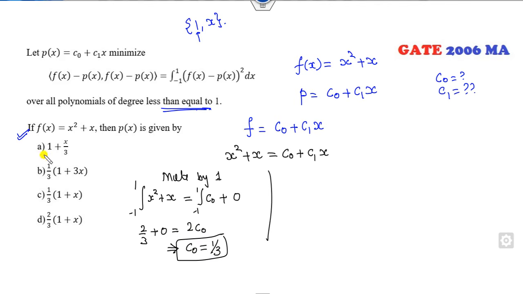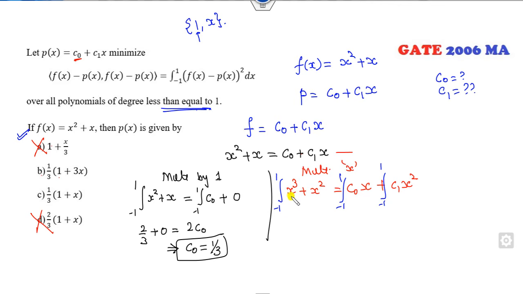Look at the options. C0 is my constant term, 1 over 3. It could be the answer. It cancels out. Now, what is the second basis? You have to multiply this by x. So it is x cube plus x square, C0 x plus C1 x square. Then you can integrate over minus 1 to plus 1. The x cube is an odd function, so 0. The x square integration will be 2 by 3. C0 x is an odd function, 0. It's 2 over 3 C1. So the answer for C1 is 1.